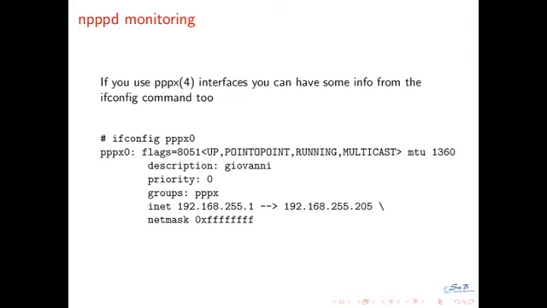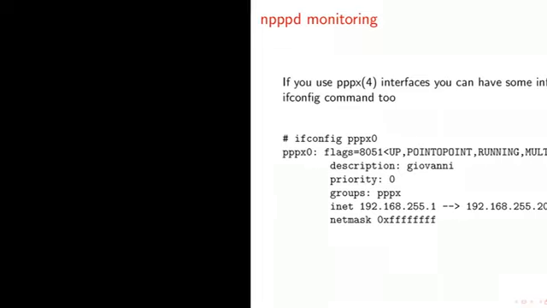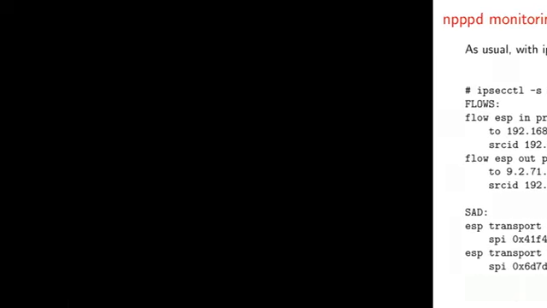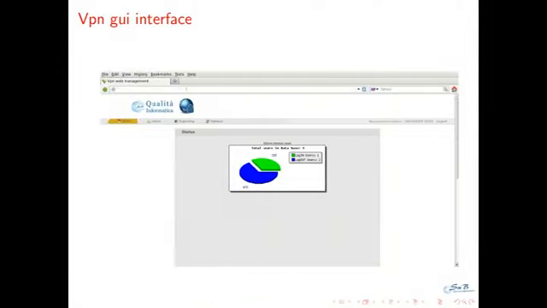Maybe in the future there will be a more fine-grained integration with PF to be able to filter for a group of users or something like this. I haven't yet decided how. If you use IPsec, well, ipsecctl is your very good friend, so you can see all the flows and the associations.